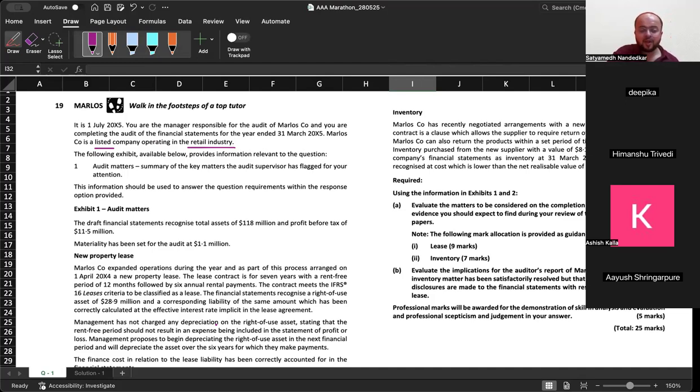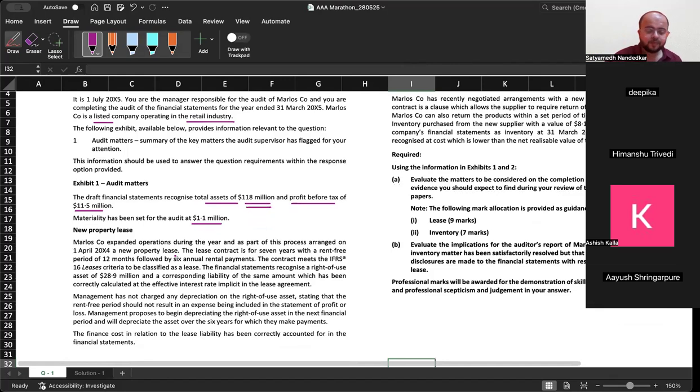Audit matters, summary of key matters the audit supervisor has flagged for your attention. Number 1, the draft financial statements recognize assets of 118 million and profit before tax of 11.5 million. Materiality has been set for the audit at 1.1 million. उन्होंने आपको materiality level set करके दिया है। To me it looks like अभी दिमाग लगाने का जरूरत नहीं है। Straight away get into new property lease.